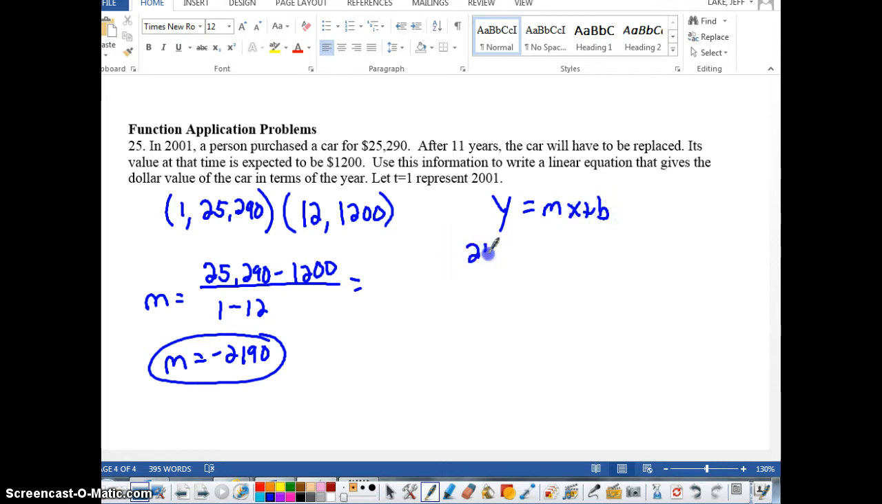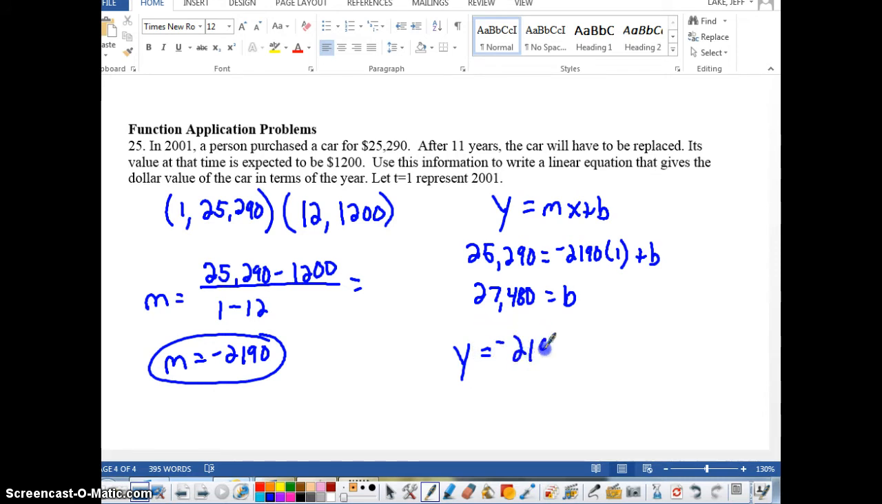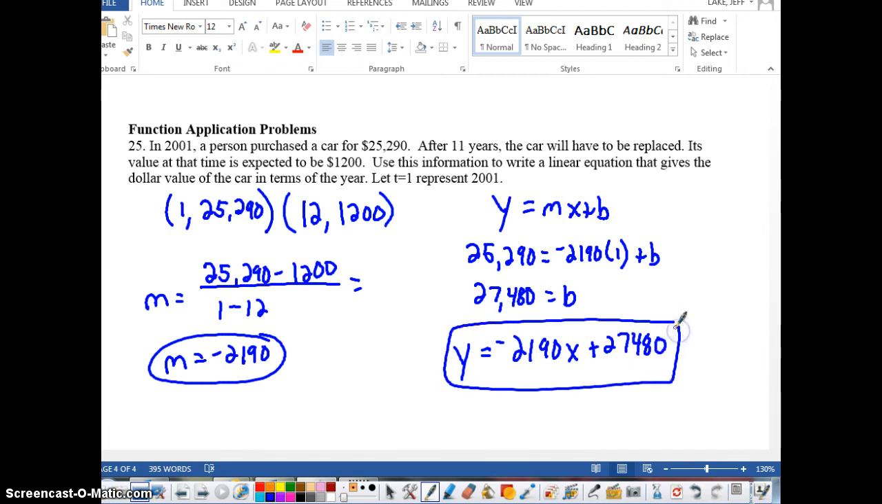So I have 25,290 equals negative 2,190 times 1 plus b. Add the 2,190 to the 25,290 and you get 27,480 equal to your b. So your final answer here is y equals negative 2,190x plus 27,480 for the final answer.